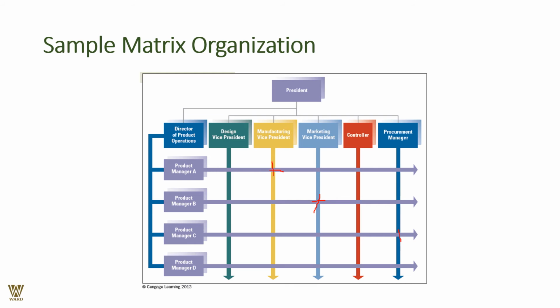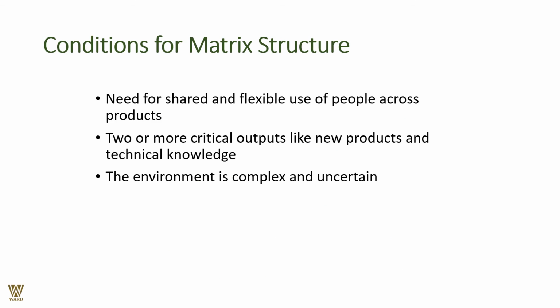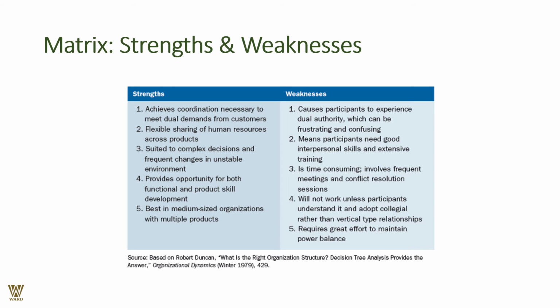Every cross point, right? Now this cross point is a point where they have two bosses, and that is what helps them to skip or probably confuse at times. So the condition for matrix organization is the need for shared and flexible use of people across the products, two or more critical outputs like products, like technical knowledge. The environment is absolutely complex and uncertain as the case might be.